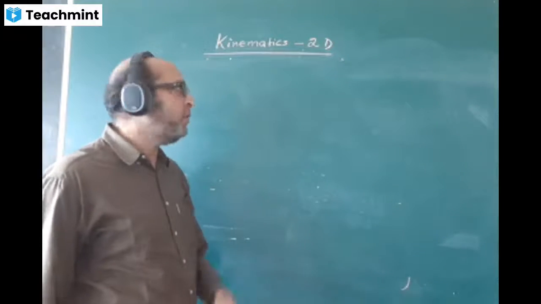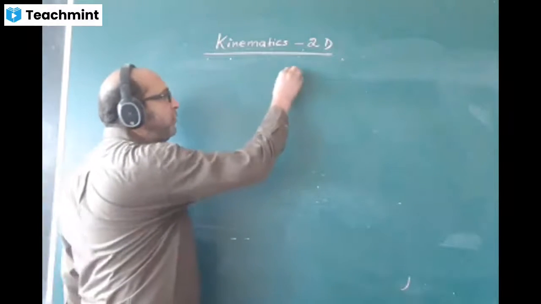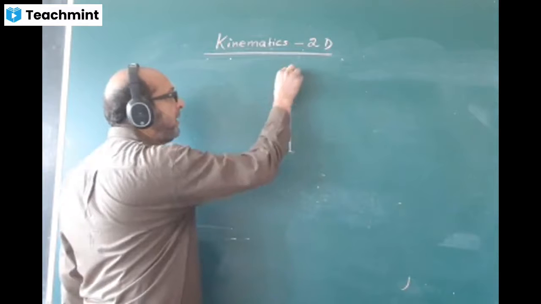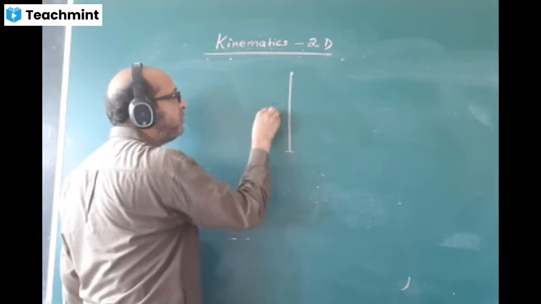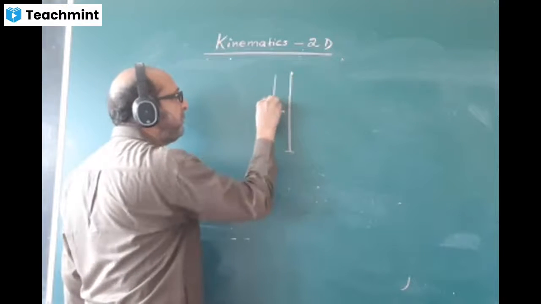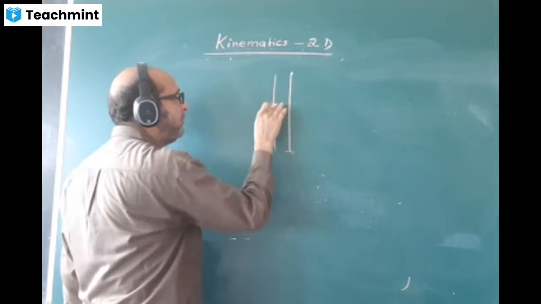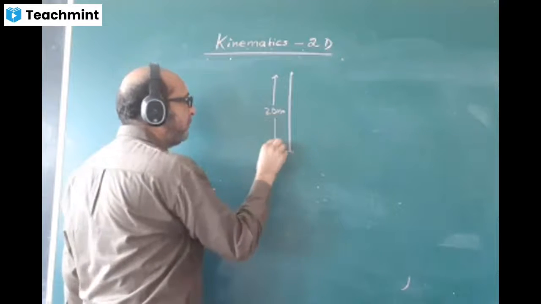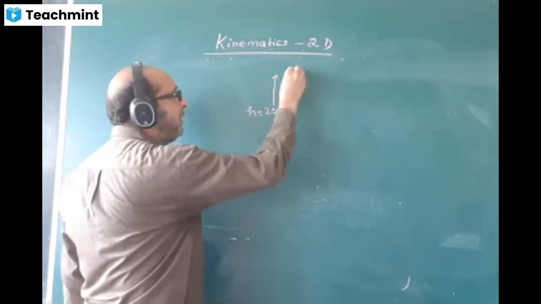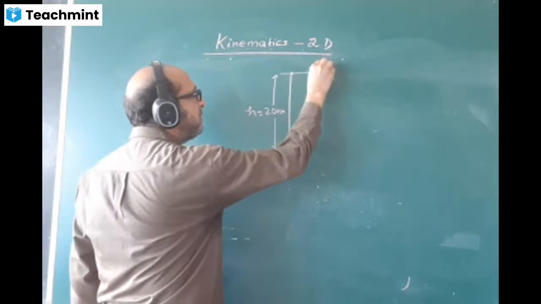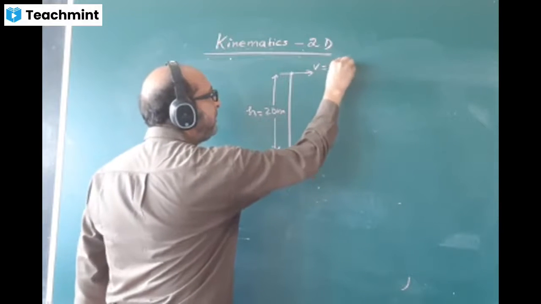Okay, this is a simple question. You can draw a figure also and do that. What is happening? There is a body at a height. What is the height given in the question? 20 meters. The H value is 20 meters. The horizontal velocity given is 100 meters per second.